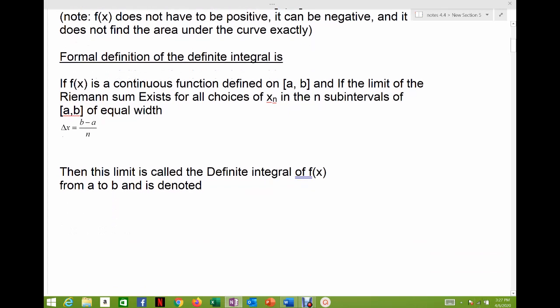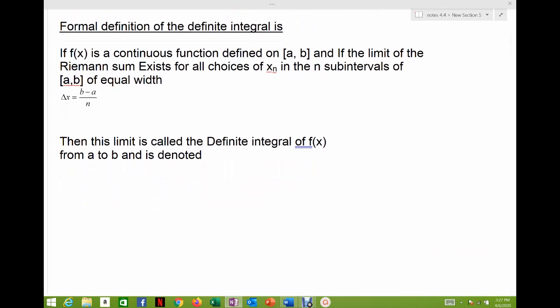Alright, so the formal definition of the definite integral is, if my function's continuous between point A and point B, the limit of the Riemann sum exists. Alright, that limit of that sum, which was the function value times the change in the x value, the little rectangles that we added up, for all choices and subintervals where n is the number of rectangles we have, and this is just that special limit that we found in the last section.